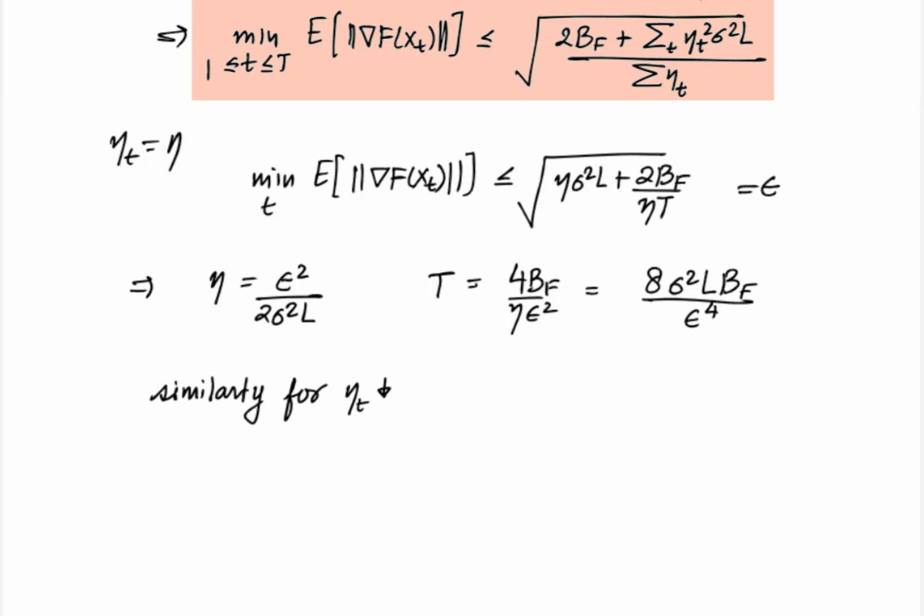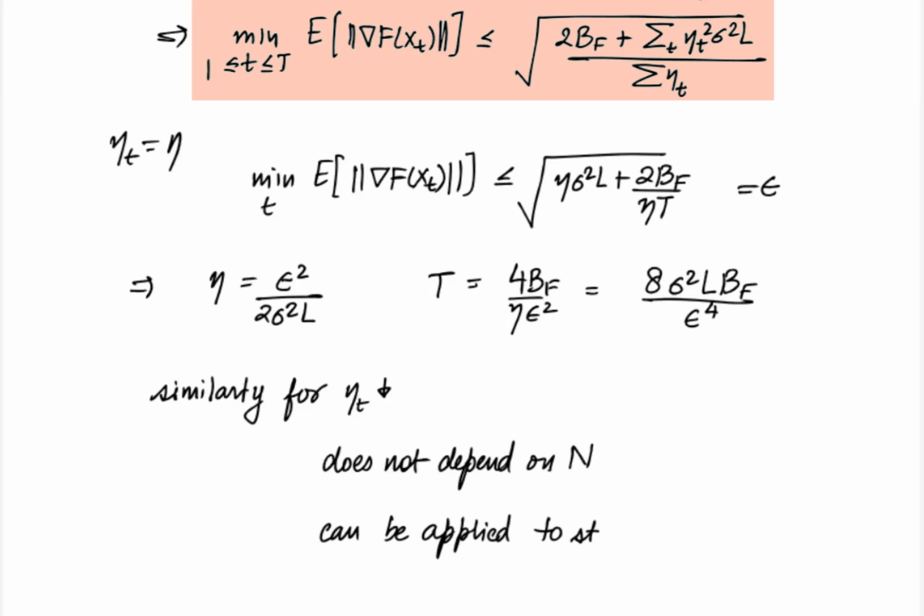So that is all for this video. We have seen the oracle complexity of SGD for both convex and non-convex cases. We have seen that as compared to gradient descent, there is no dependence on n, and hence SGD is applicable to arbitrarily large data sets or to streaming data as well. In the next video, we will see the momentum enhancement possible for SGD.